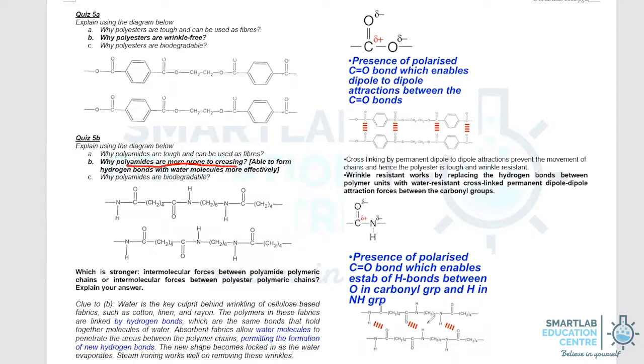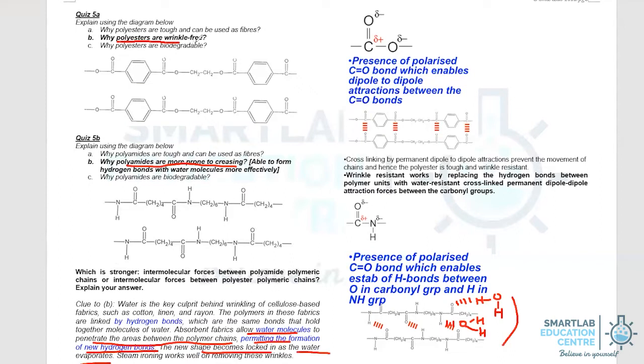The reason is because if you now take a look at amide linkage, you will know that amide linkage can easily form hydrogen bonding with water molecules, either via the carbonyl group or otherwise via the NH group. Because of this, polyamides will allow water molecules to penetrate the areas between the polymeric chains, permitting the formation of new hydrogen bonds as drawn here, and the new shape becomes locked in. The new shape becomes locked in as water evaporates, and that's how creases are formed.